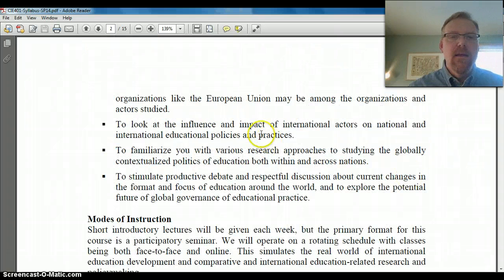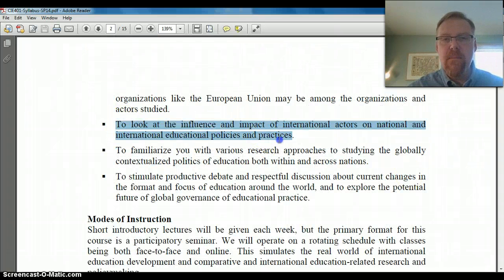All right. To look at the influence and impact of international actors on national and international educational policies and practices. So why do international organizations, bilateral organizations, multilateral organizations, all these kinds of organizations, have an impact on education policy and practice at the national level, at the local level, at the school level, at the individual level? And then the other way, why are they given the legitimacy to make policy and influence practice the way they are when they're so macro?